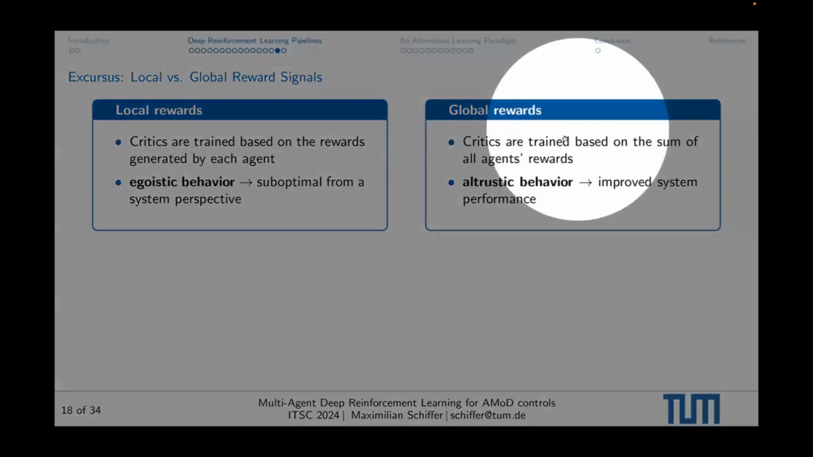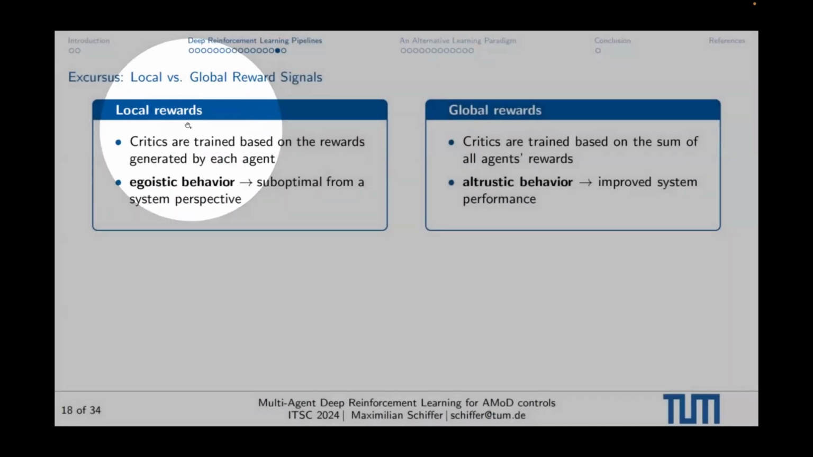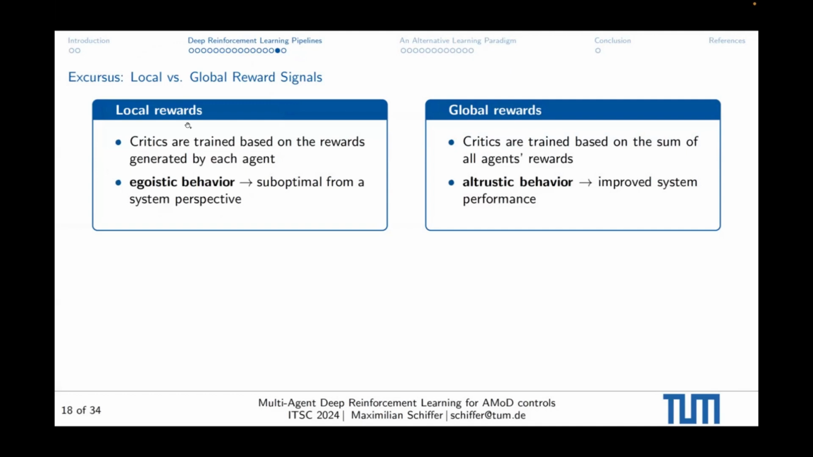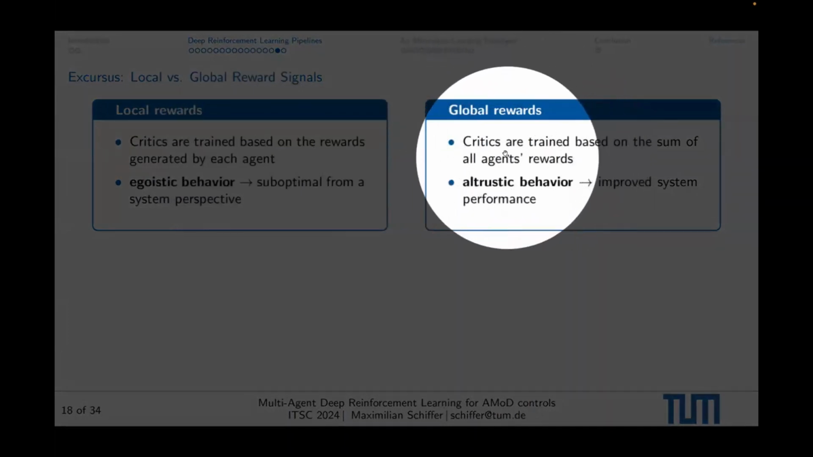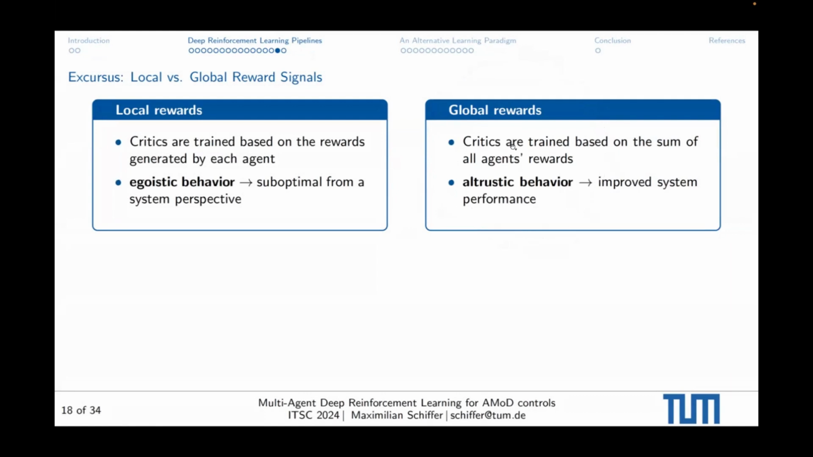One would be a local reward structure. This is what we had. So you just let every agent learn maximizing the local profit of the agent, and then you have egoistic behavior. What you can try to do instead is focusing on a global reward structure. So try to train the critic, if you're in an actor-critic setting, which we had in this talk, based on the sum of all agents' rewards, right? So I'm in a setting where I train one neural network to encode my agent's policy, and I train another neural network to approximate my Q values with which I inform the learning of the policy network.